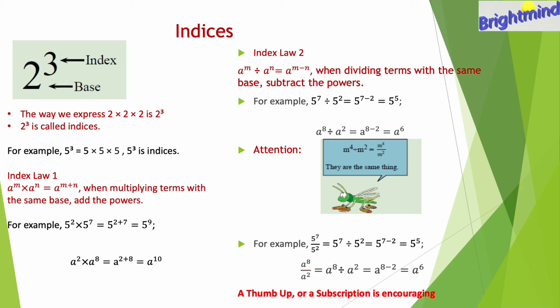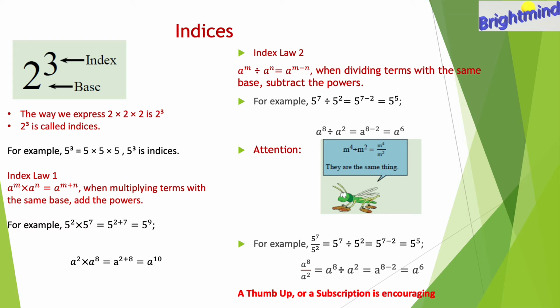For example, 5 to the power of 7 dividing 5 to the power of 2, we keep the base 5 and subtract the powers, 7 minus 2, we get 5 to the power of 5. a to the power of 8 dividing a to the power of 2, we keep the base a, subtract the powers, so 8 subtract 2 equals 6. We get the result a to the power of 6.